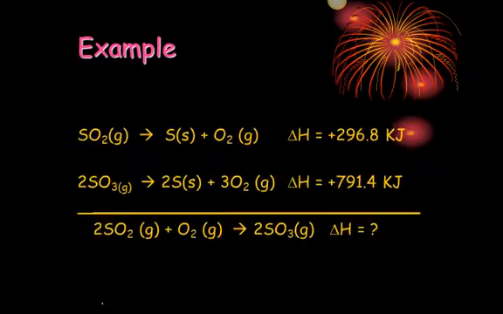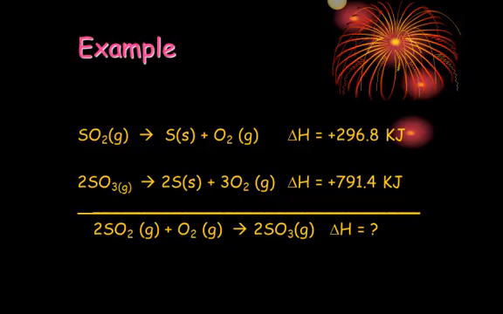Okay, so let's try a more complicated example. Okay, in this example, we have reactions involving sulfur and oxygen. The first one is sulfur dioxide gas decomposing to form solid sulfur and gaseous oxygen. Delta H is 296.8 kilojoules. In the second reaction, sulfur trioxide is decomposing to form solid sulfur and oxygen. And the delta H for this is positive 791.4. So both of these decomposition reactions require energy.